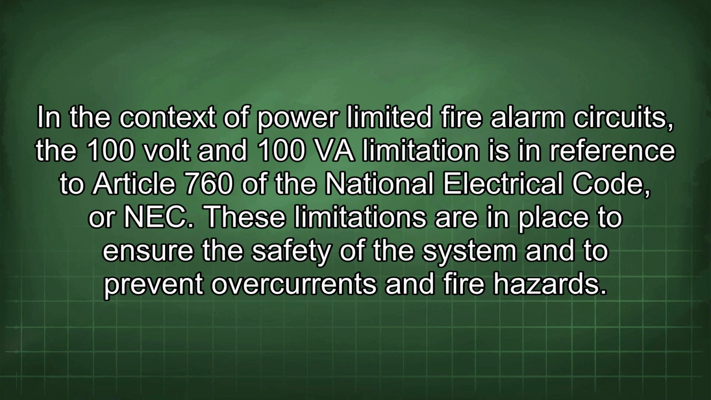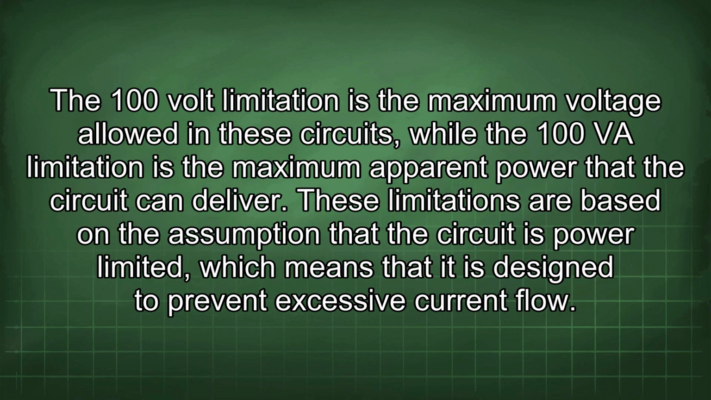In the context of power-limited fire alarm circuits, the 100 volt and 100 VA limitation is in reference to Article 760 of the National Electrical Code, or NEC. These limitations are in place to ensure the safety of the system and to prevent overcurrents and fire hazards. The 100 volt limitation is the maximum voltage allowed in these circuits, while the 100 VA limitation is the maximum apparent power that the circuit can deliver.